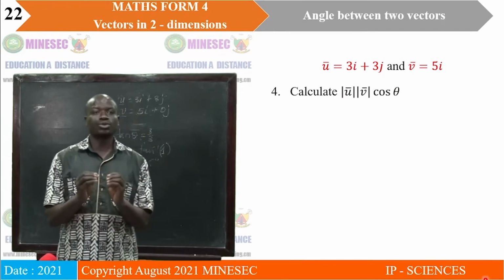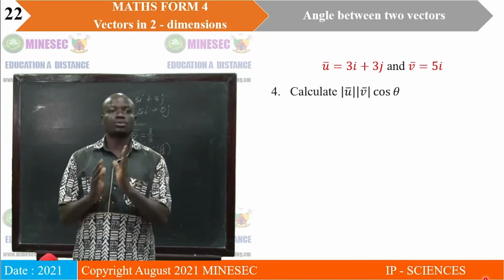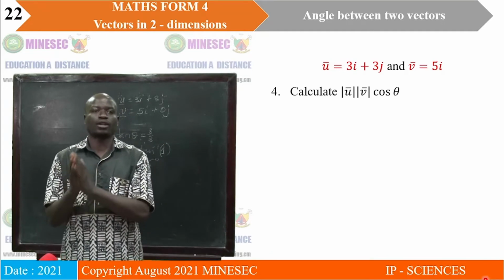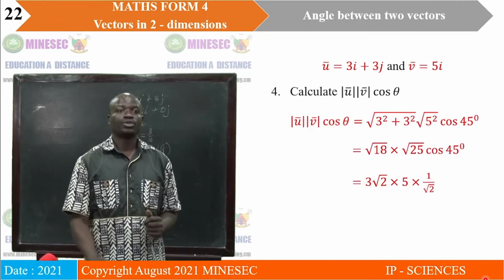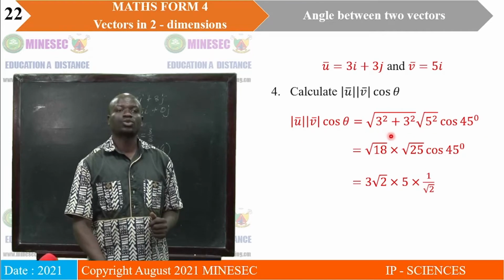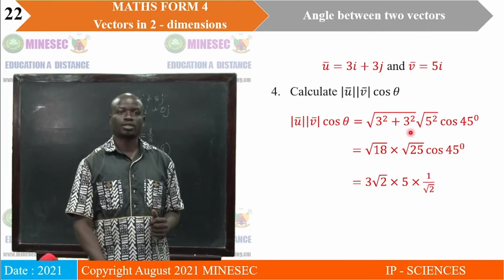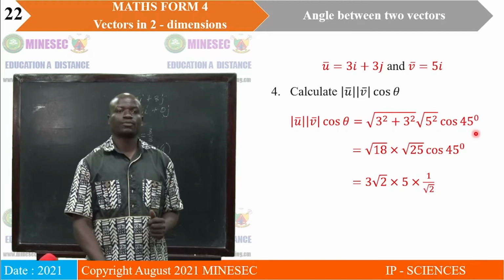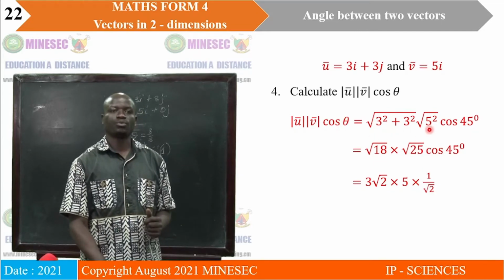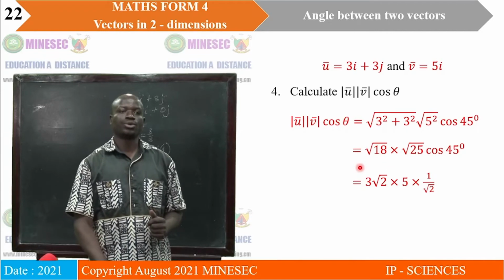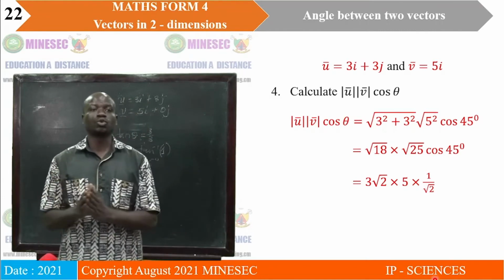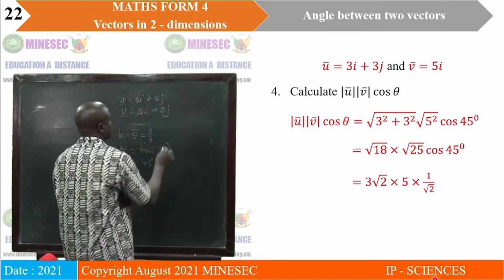Okay, now we want to take the magnitude of vector u, multiply it with the magnitude of vector v, and multiply it by the cosine of theta. And we've just calculated theta to be 45 degrees. So the magnitude of vector u is the square root of 3 squared plus 3 squared, times the magnitude of vector v, which is the square root of 5 squared, times cos 45 degrees. If we simplify this, we have the square root of 18, times the square root of 25, times cosine 45. Now, 18 is the same as 9 times 2, so the square root of 18 can be simplified.